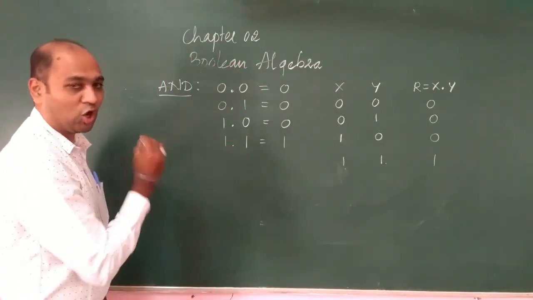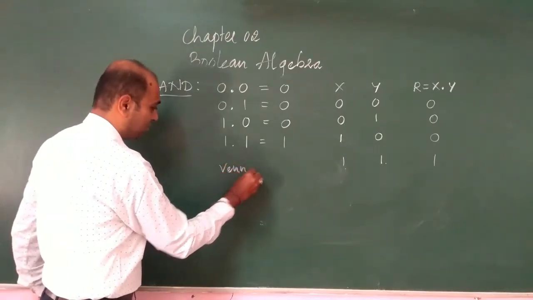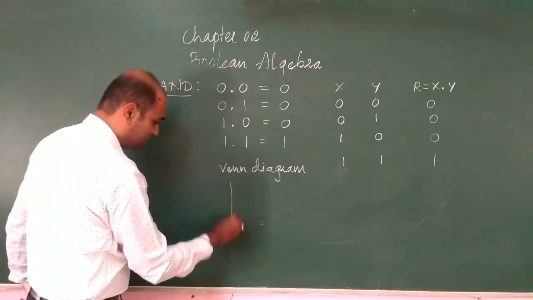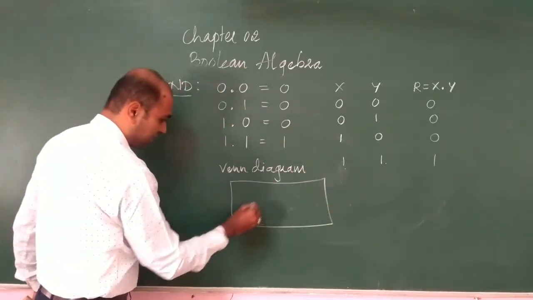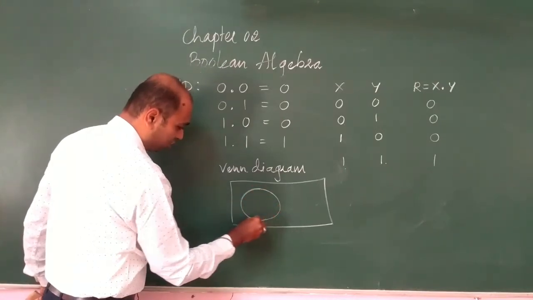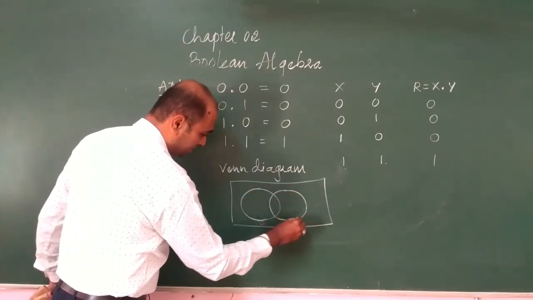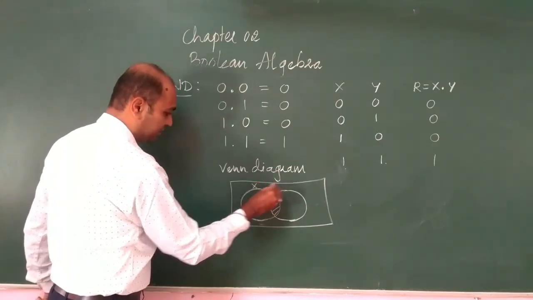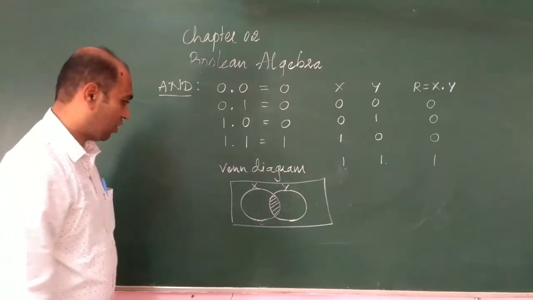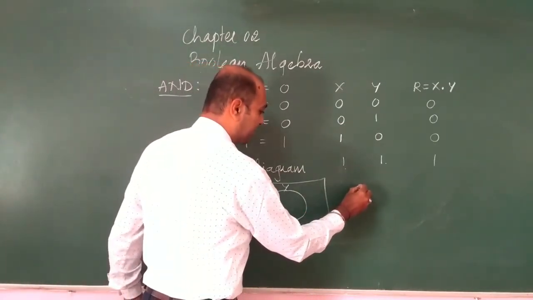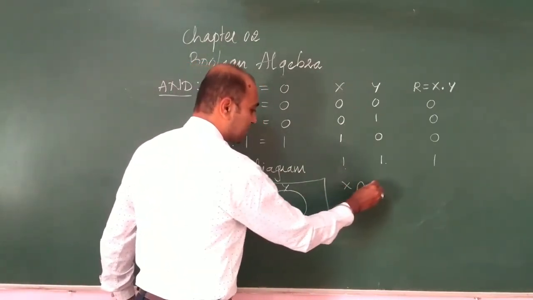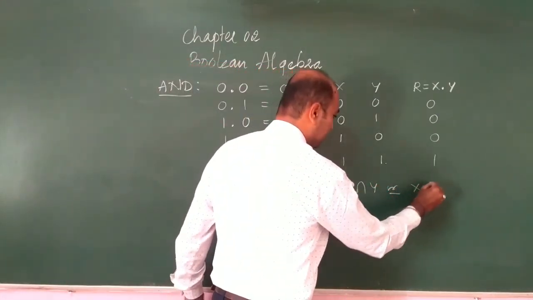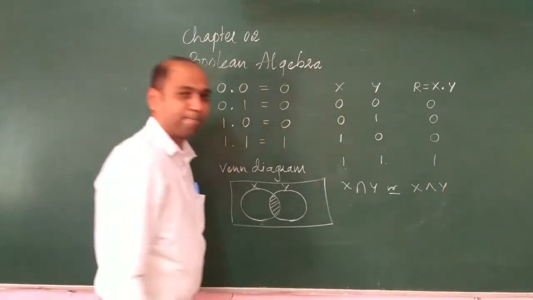Yes. Now let us draw the Venn diagram of the AND operator. It consists of a rectangle with 2 overlapping circles, and here the shaded region represents the AND operation. So here the AND operation can be represented as intersection, x intersection y, or it is also denoted as x caret y. Yes.